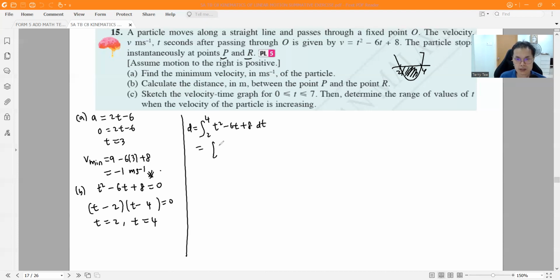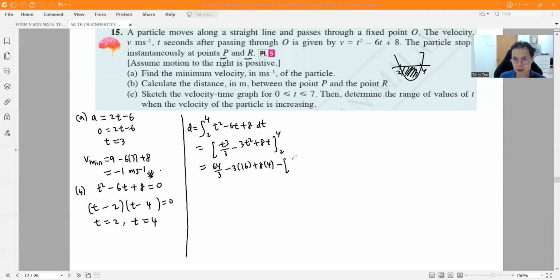So the moment you integrate, this is t to the power 3 over 3. Increase the power by 1, 2. 6 divided by 2 is 3. This is 8t, from 2 to 4. Okay, let's put 4 inside. 4 to the power 3 is 64. 4 to the power 2 is 16. Put 4 inside here. 4 times 8, you can write 32.